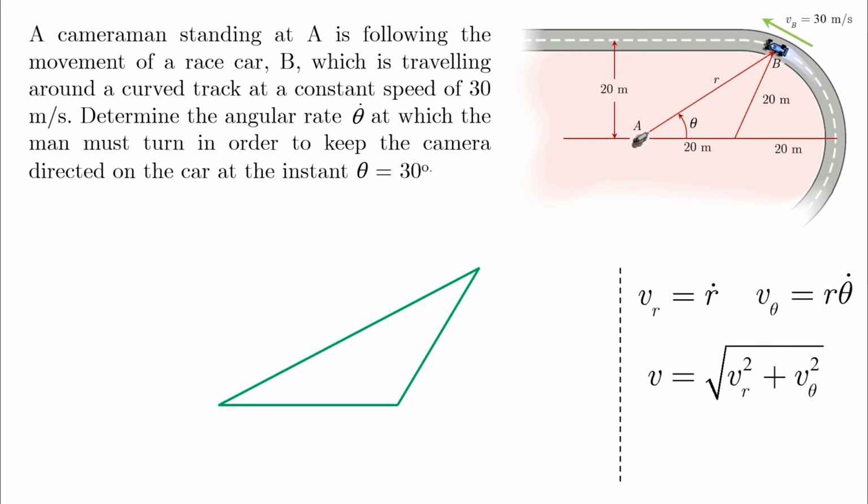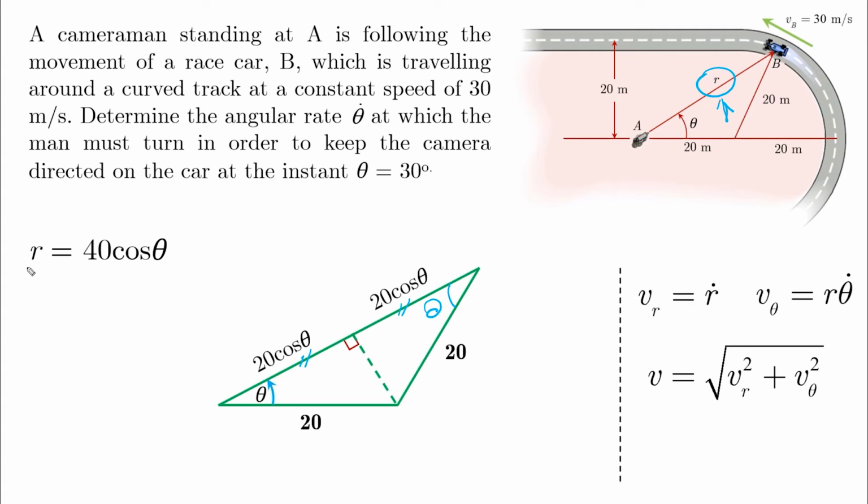So as you can see, 20 and 20 means that this is theta and this is also theta. And if we take the normal, it will split this line into two equal values. 20 cosine the angle and also 20 cosine the angle here. And if we add them up, you will get the value of r, which is 40 cosine theta.